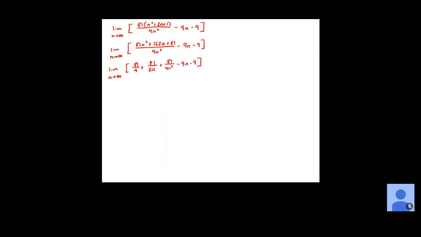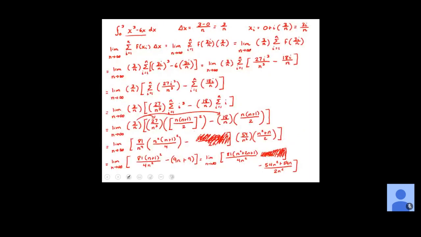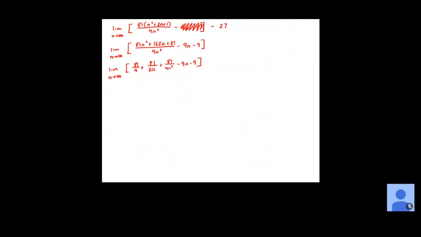Okay. Now, when we simplify this time, the n squares in that first term are going to cancel out. 54 over 2 is going to give us a 27, so we're going to get minus 27 here. And then the second term, 54n over 2n squared, is going to give us 27 over n because one of the n's cancels out. We get minus 27 over n. And then that just stays, minus 27 over n. And the same thing down here, minus 27 over n.